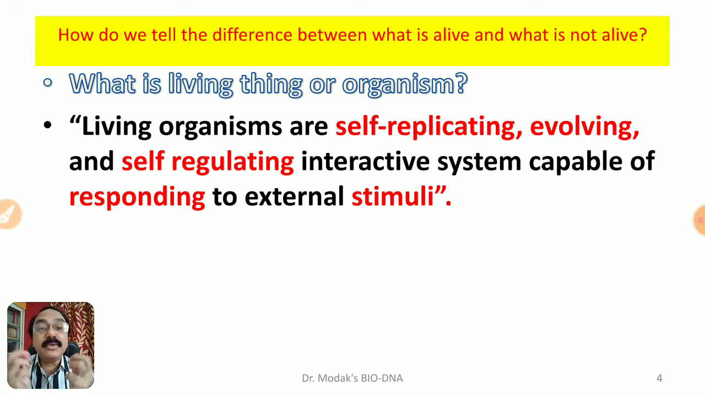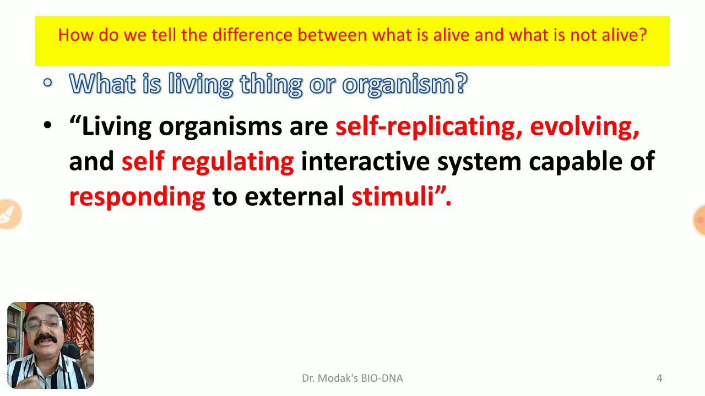Then they are self-regulating. For example, if external conditions are of high temperature, your body perspires to keep your body cool. But if it is extremely low temperature outside, your body starts shivering. And therefore your body maintains the temperature, self-regulating. And it is an interactive system capable of responding to the external stimuli. It's a wonderful definition of a living organism. Don't forget, you just have to remember.